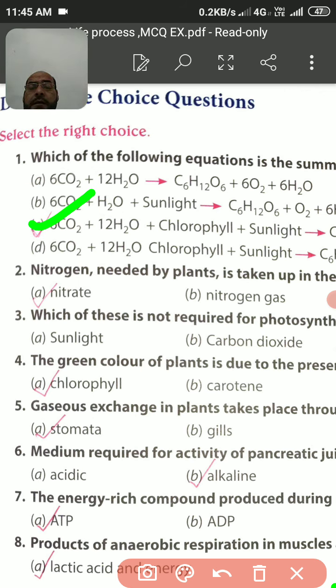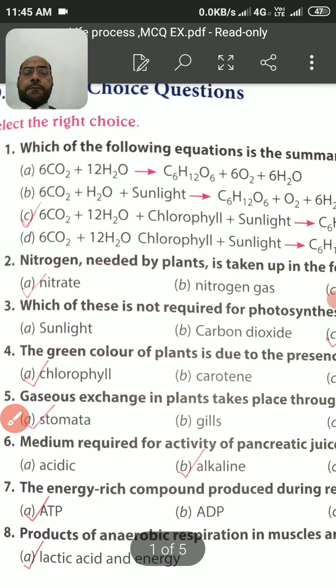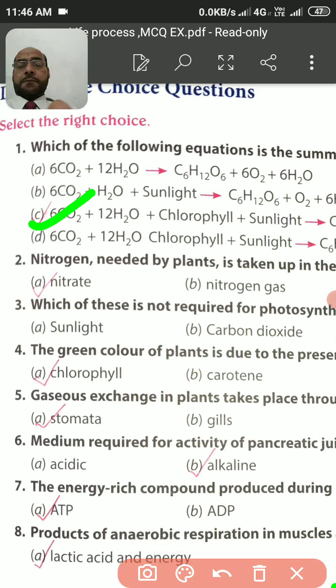Come to the second question. Nitrogen needed by plants is taken up in which form? The nitrogen is taken in the form of nitrate. So nitrate will be the answer.